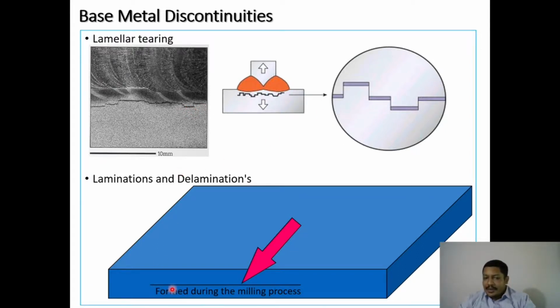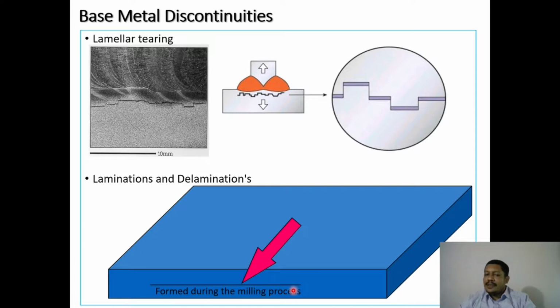So you can see over here. Normally this happens because when you are making a groove, if any layer has not been properly finished, this kind of lamellar tearing will take place. You can see the laminations and delaminations, that is also a base metal discontinuity. So lamellar tearing is one, where you can see the tearing taking place in the base metal area. Laminations and delaminations are the second one.